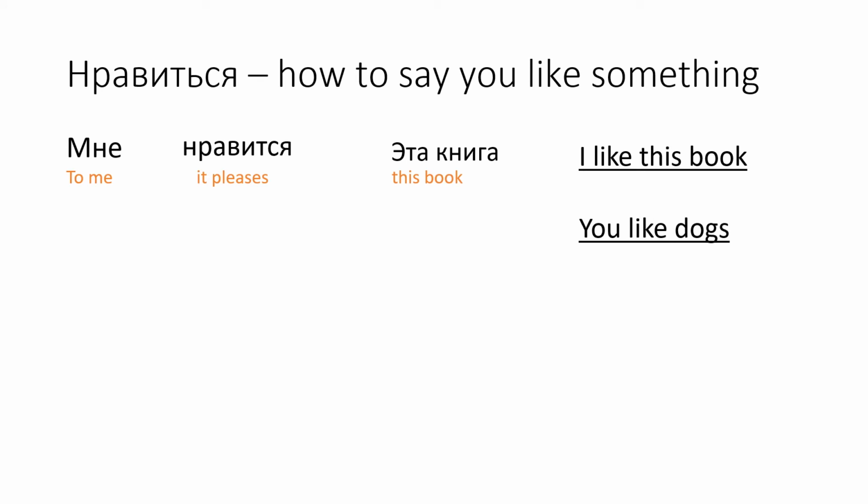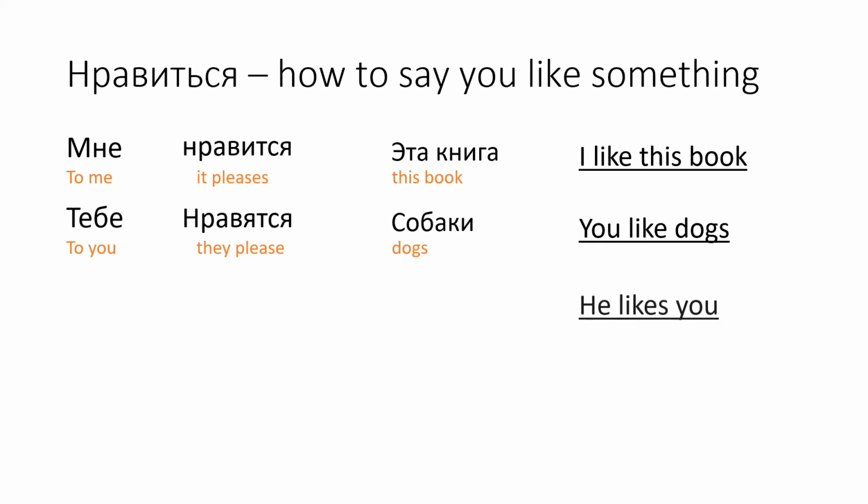So let's take a look at another example. You like dogs. So it would be to you, тебе. They please dogs. Тебе нравятся собаки. So this is where it gets a bit confusing, because if the thing that you like or the thing that is pleasing to you is in the plural, then the verb нравится needs to go to the plural нравятся. So it pleases нравится, or they please нравятся. Тебе нравятся собаки. You like dogs. Again, собаки is in the nominative because it's the subject in Russian.